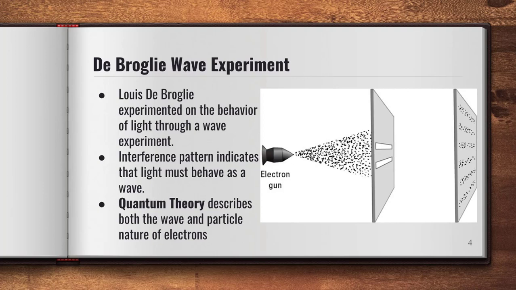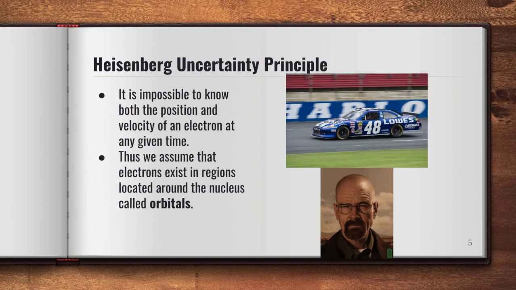So when we talk about quantum theory, it describes the fact that electrons and light itself have both a wave and particle presence, a wave-particle duality, if you will. The Heisenberg uncertainty principle is based on the fact that light exists as both a wave and a particle. And this is something that's very important: it is impossible to know both the position and velocity of an electron at any given time.